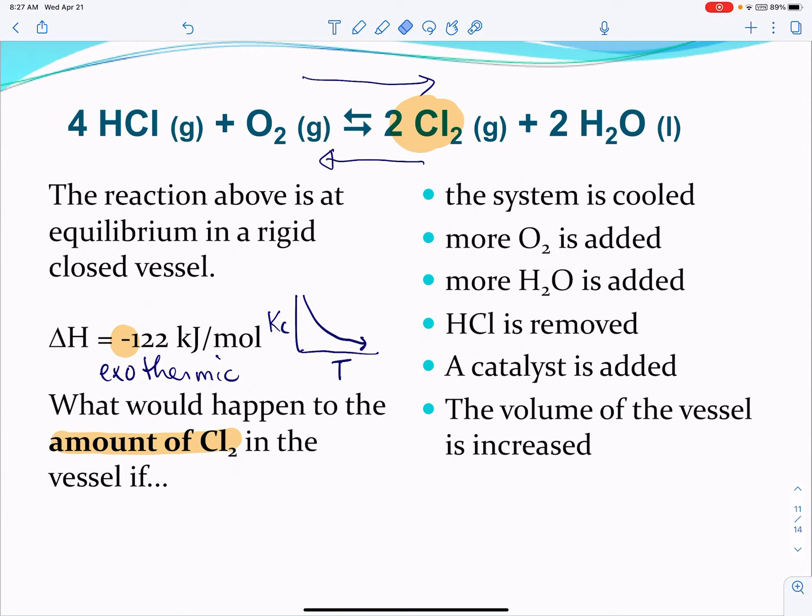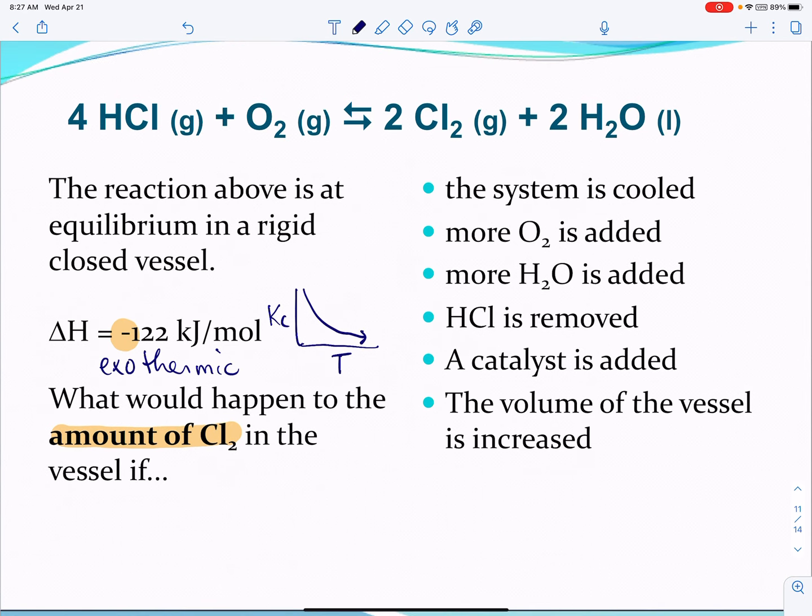So to predict the direction of the shift, we're going to look at the reaction quotient. You can pause the video here and write for yourself the reaction quotient for that reaction. Q is going to equal the concentration of chlorine squared divided by the concentration of HCl to the fourth times the concentration of oxygen. Remember to leave out the water because it was liquid. It's not going to be part of the expression for Q.